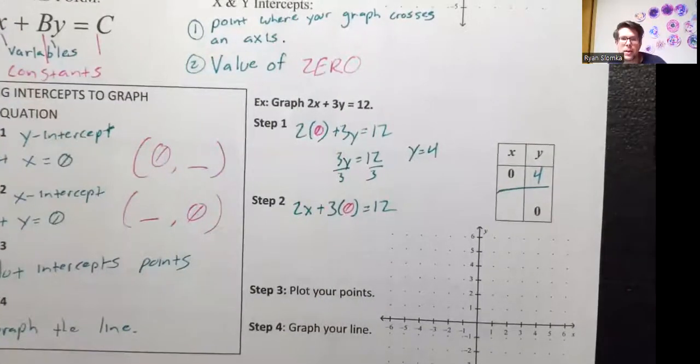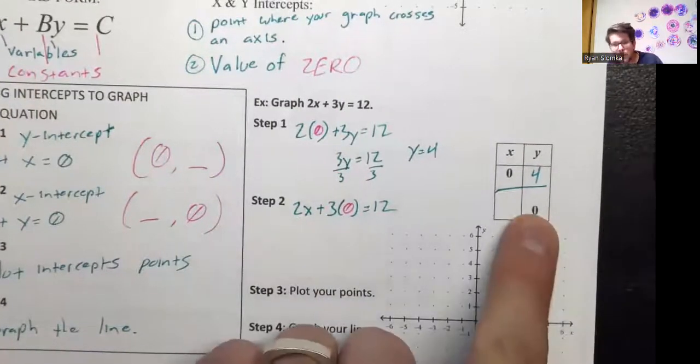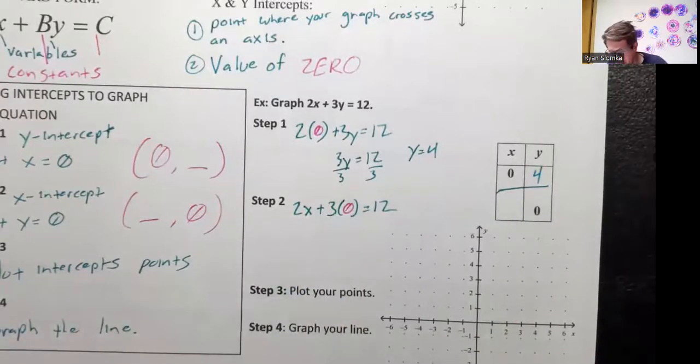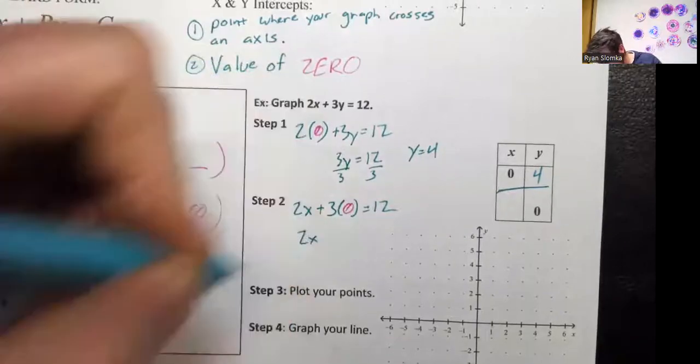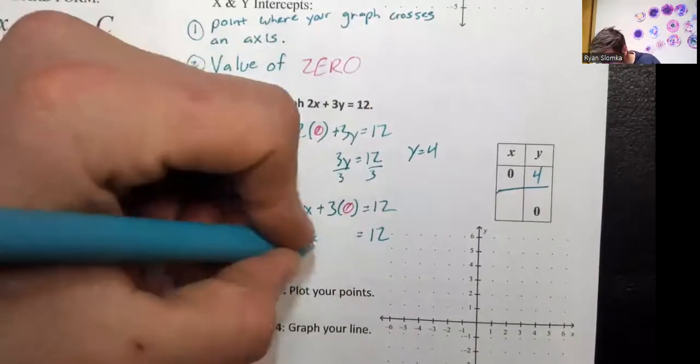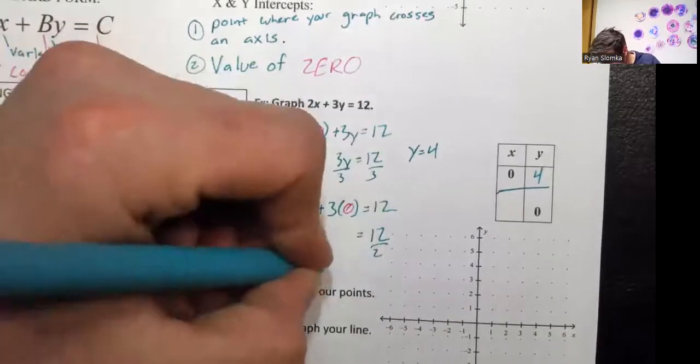So there's my 0 right there in the y position this time, just like it's in the y position in my table. And just like last time, 3 times 0 is 0, and that's not really going to do very much for you. So you're going to be left with your 2x and your equal sign and your 12, and you just need to solve this. You're going to do that by dividing by 2 on both sides.